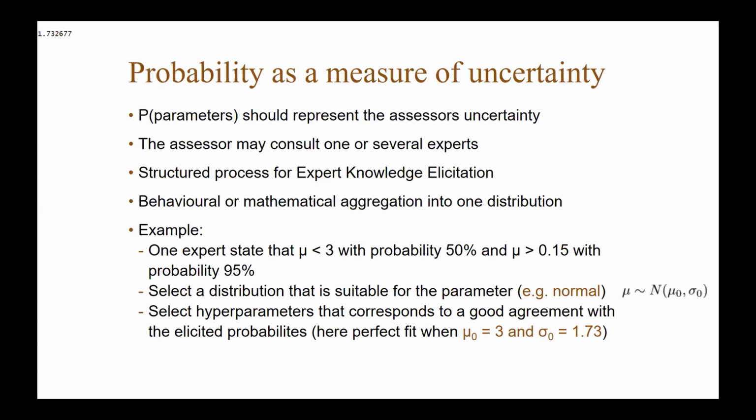So, for example, one expert says that, if you would ask me, I could say that the value of this parameter mu is less than 3 with a probability of 50%, and it's bigger than 0.15 with a probability of 95%. So these are probabilities that I get from the expert. Based on this information, I can find a distribution that is suitable for this parameter. In this case, I choose a normal distribution, and then I find hyperparameters that correspond to the probabilities I got from the expert. In this case, I find a perfect agreement because I only had 2 probabilities from the expert. So in this way, I have gone from asking the expert to specifying a probability distribution for this unknown quantity. The expert doesn't have to provide a mean or a median. It's enough if they provide some points from the cumulative distribution function.